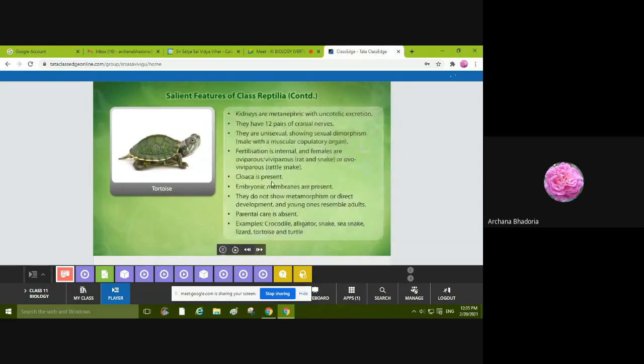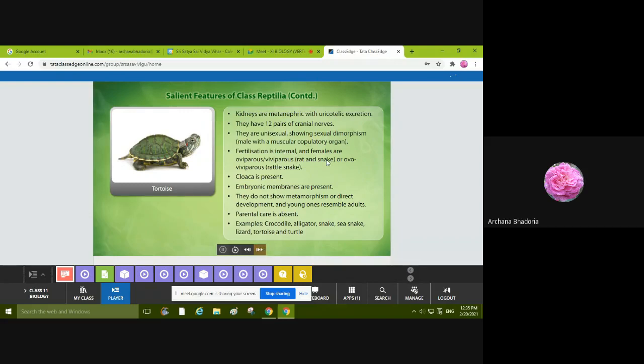Now, the next features: kidneys are showing which type of excretion? Uricotelic. Okay, and they have 12 pairs of cranial nerves, they're unisexual, they show sexual dimorphism, fertilization is here internal. In reptiles, remember, both external and internal are found, but from here onwards, the fertilization will be internal.